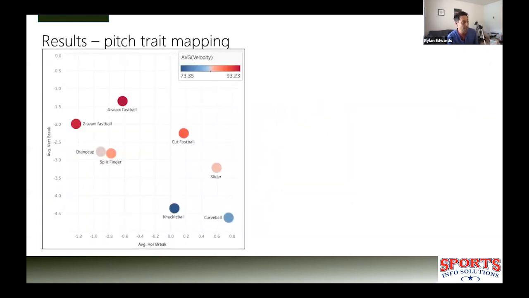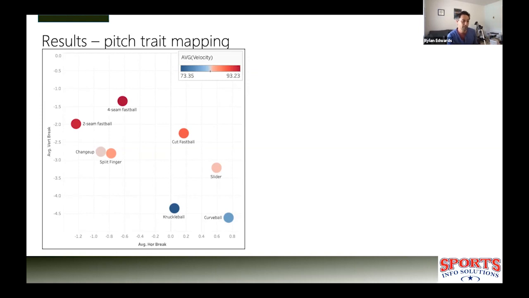Here's what we typically think of when we think of pitch types. These are the 8 pitch types. You've got vertical break along the y-axis, horizontal break along the x, color-coded for heat, for velocity. So red is hot, blue is cold. Nothing particularly insightful or life-changing about this. 4-seamers, not a lot of vertical break, not a lot of horizontal break, thrown really hard. Changeups and splitters, pretty close to one another. Curveballs, a lot of drop, a lot of horizontal break, not very fast.